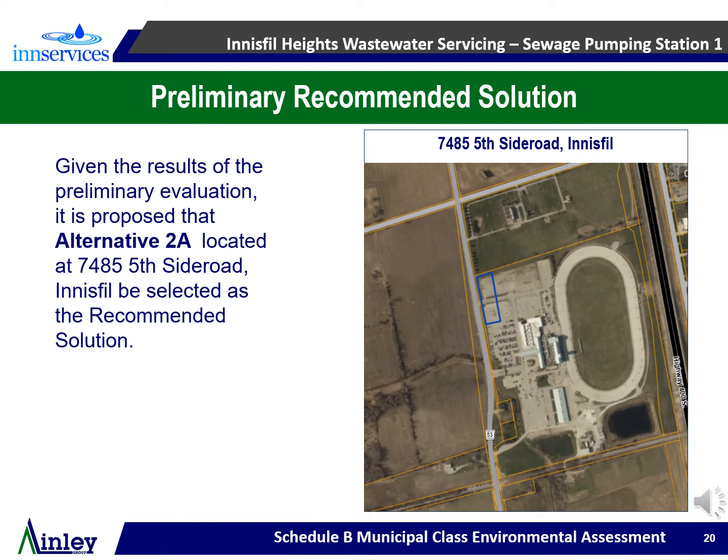Preliminary recommended solution. Given the results of the preliminary evaluation, it is proposed that Alternative 2A, located at 7485 5th Side Road, Innisfil, be selected as the recommended solution.